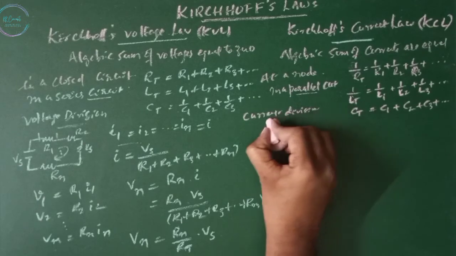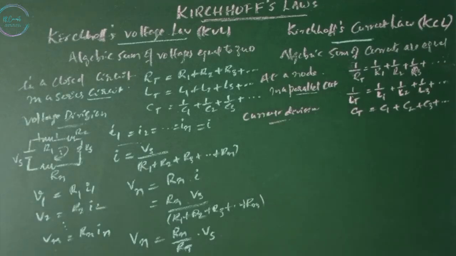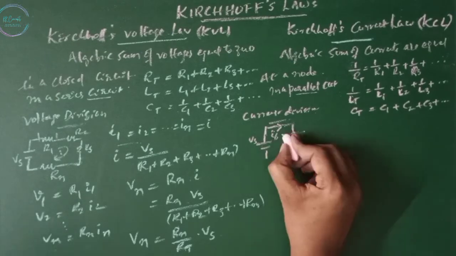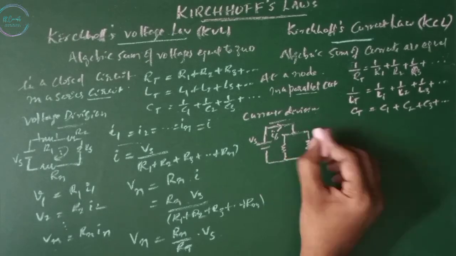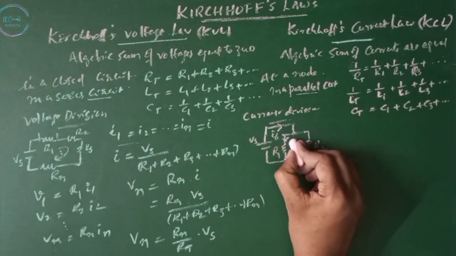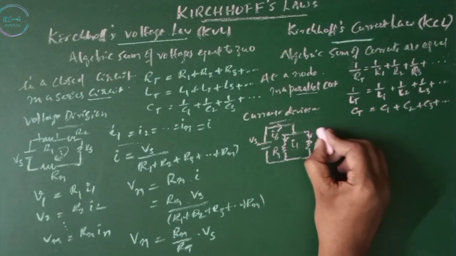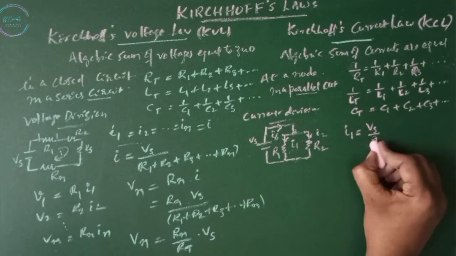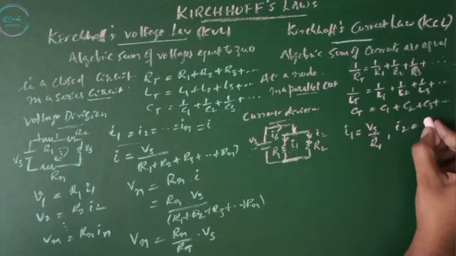Current division. In a parallel circuit, the current divides in all the branches. Thus, a parallel circuit acts as a current divider. The total current entering the parallel branch is divided into the branch currents. We have two branches, R1 and R2. The current flowing through R1 is I1, and the current flowing through R2 is I2. I1 is given by Vs by R1, and I2 is equal to Vs divided by R2.